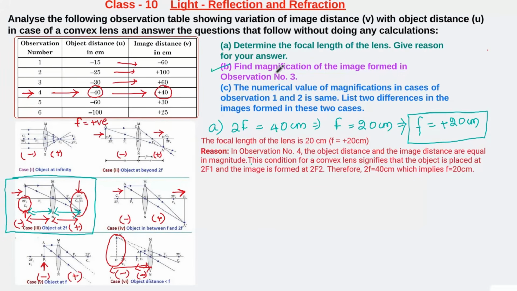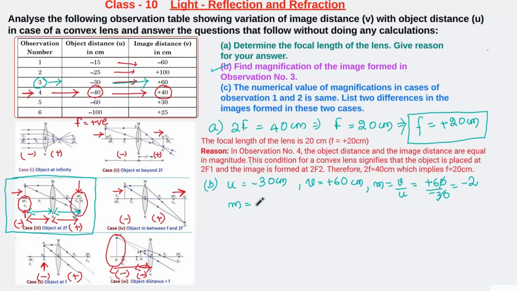Now come to the second bit. It asks us to find out the magnification of the image formed in observation number 3. So in this observation number 3, we see that the object distance is given by u is equal to minus 30 centimeter, and v is given as plus 60 centimeter. Now we know the formula for magnification is given by m is equal to plus v by u for a lens. V is plus 60 and u is minus 30 centimeter, which is minus 2.